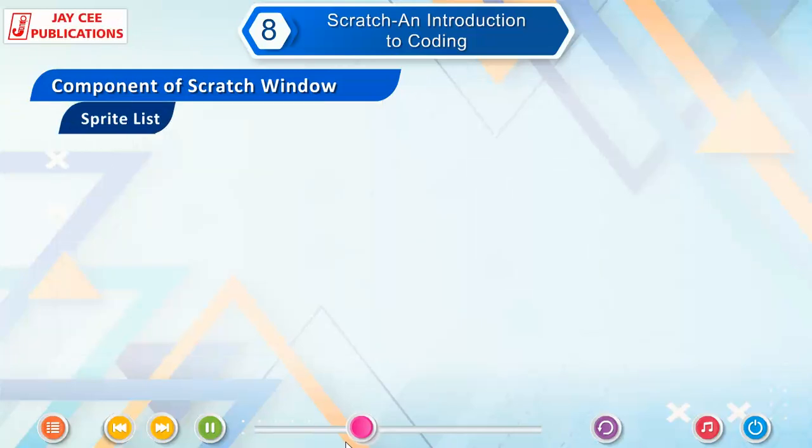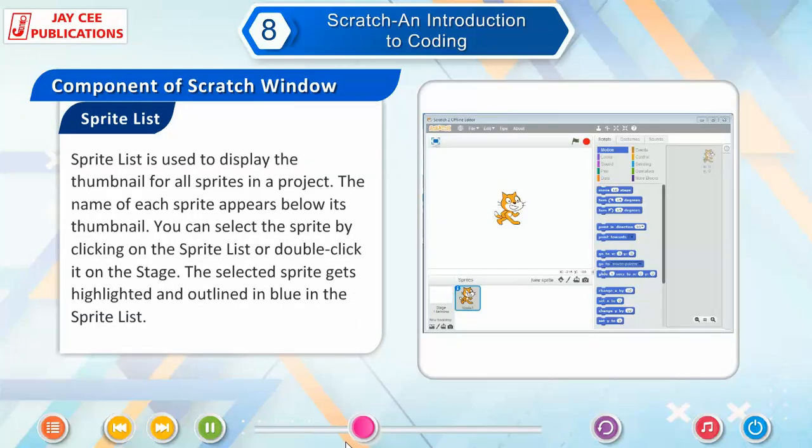Sprite list. Sprite list is used to display the thumbnail for all sprites in a project. The name of each sprite appears below its thumbnail. You can select the sprite by clicking on the sprite list or double-clicking it on the stage. The selected sprite gets highlighted and outlined in blue in the sprite list.